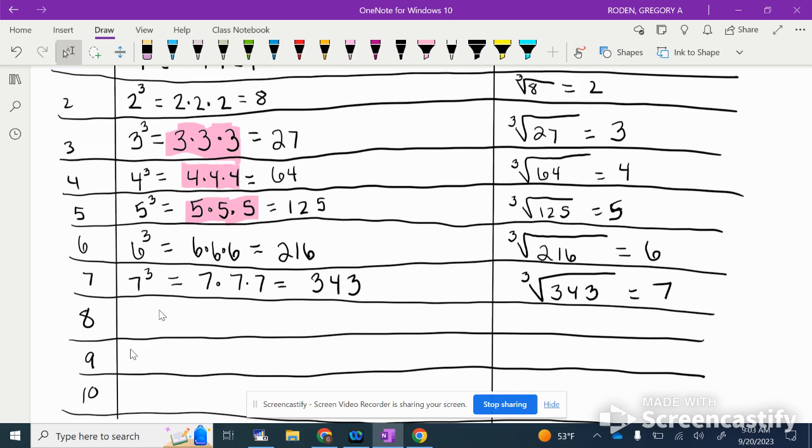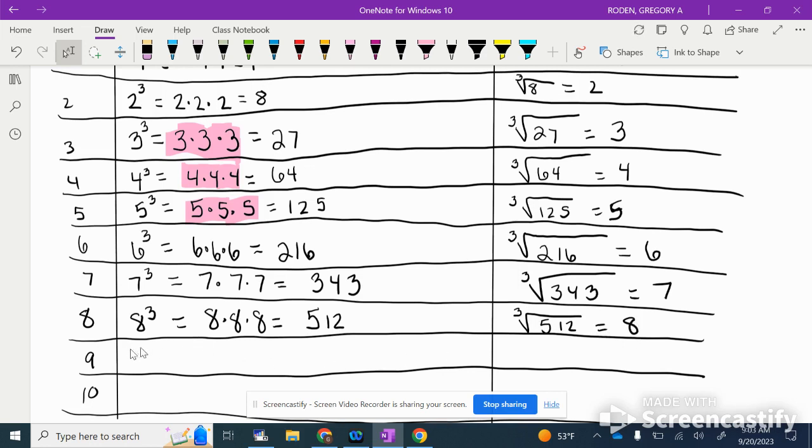Okay? The next one is 8 cubed. 8 cubed is 8 times 8 times 8. Mrs. Galler? 512 is the answer. So now we know the cube root of 512 is 8. Okay?